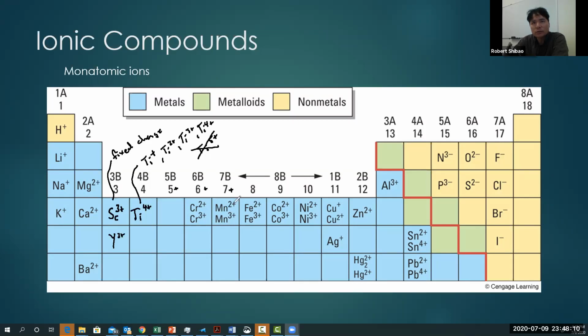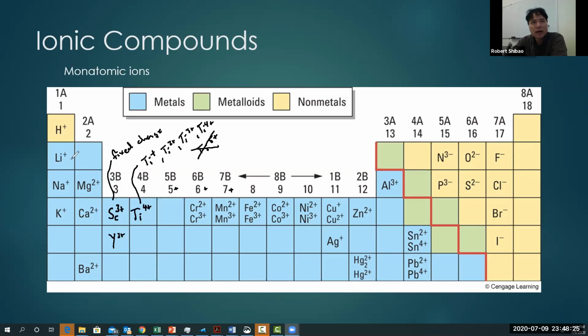Manganese here, 2 and 3 is most common. 2 and 3 here, 2 and 3 here, 2 and 3 here. The most common charges here. So there's a little pattern. Do you see the pattern? 2, 3 is common.